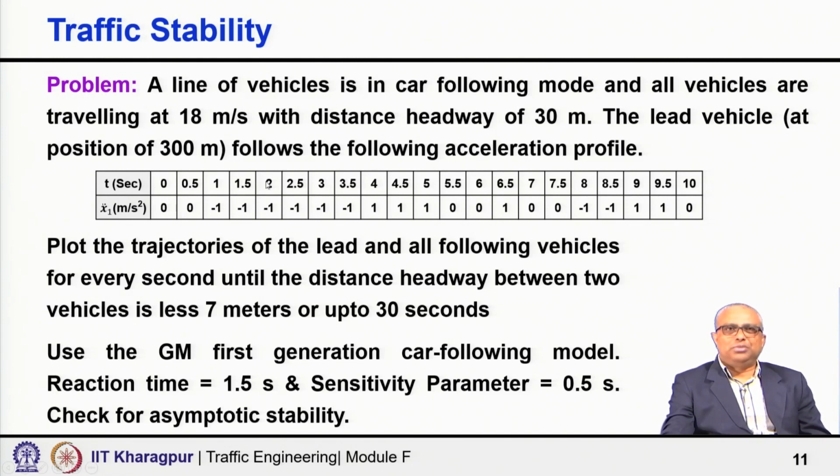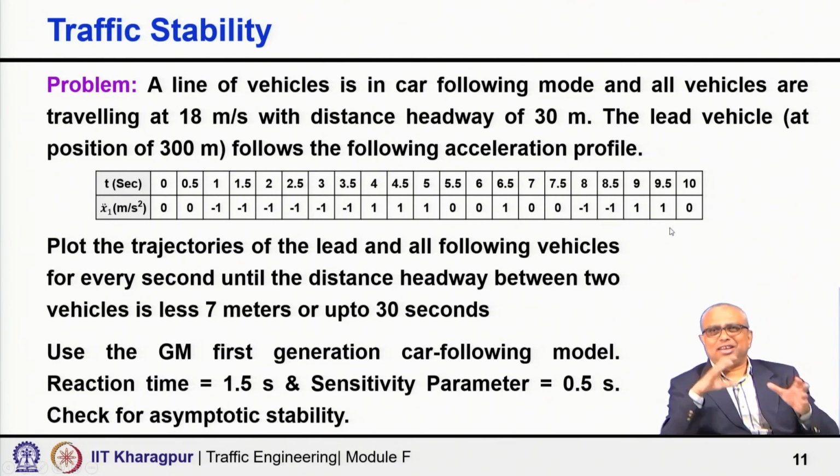At different times t: 0, 0.5, 1, 1.5, 2, at 0.5 second intervals, what is going to be the acceleration or deceleration, as the case may be, for this lead vehicle? These are the x double dot values in meters per second squared: 0 up to some time, then -1 indicating deceleration, then acceleration, then somewhere no acceleration and no deceleration, again acceleration, in combinations.